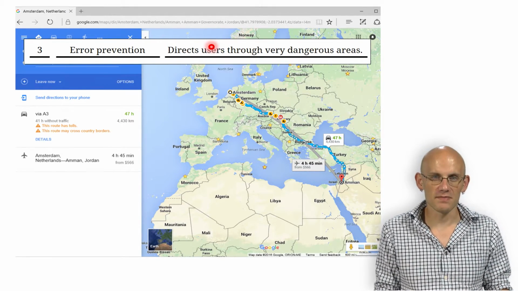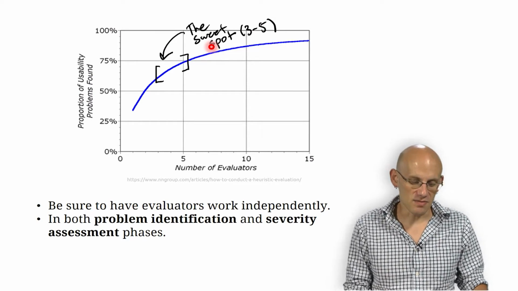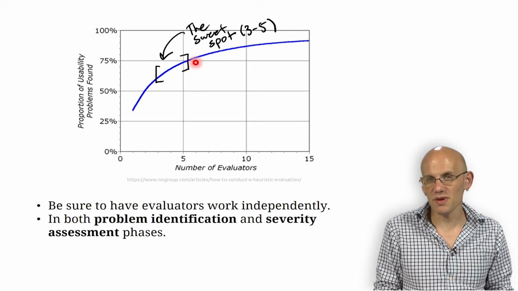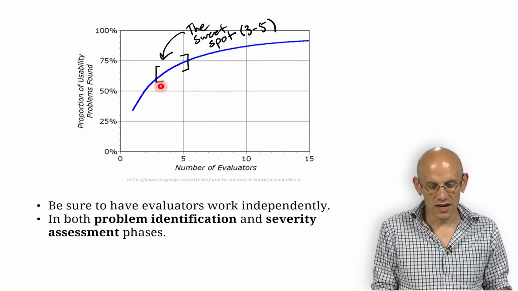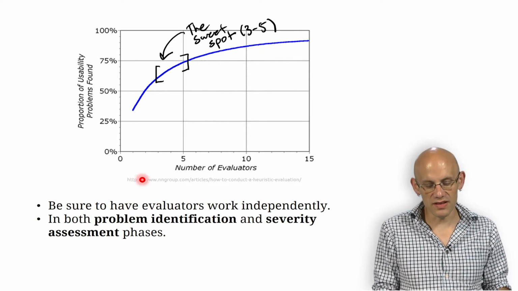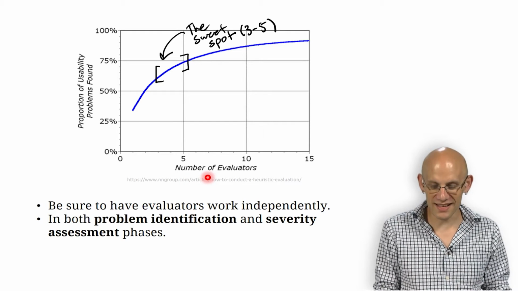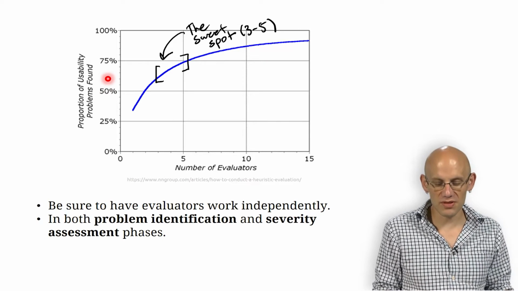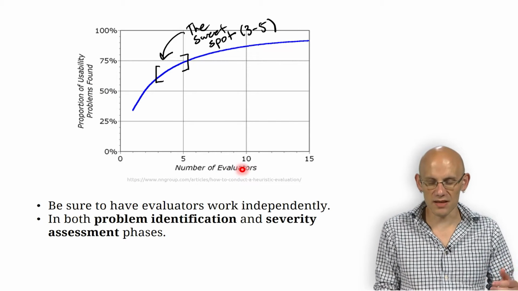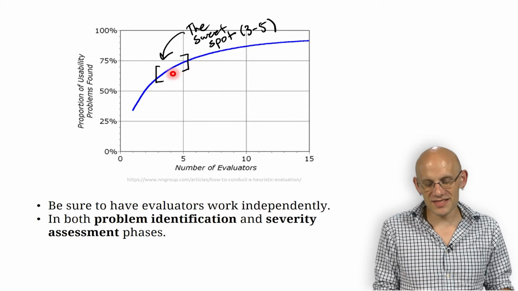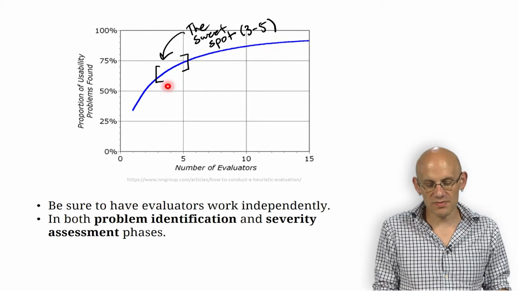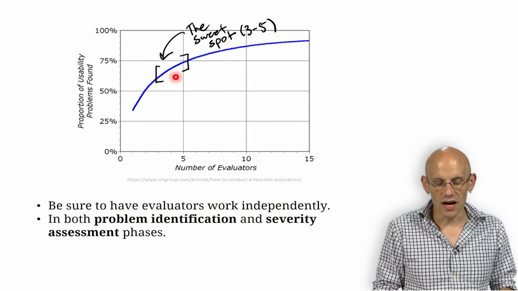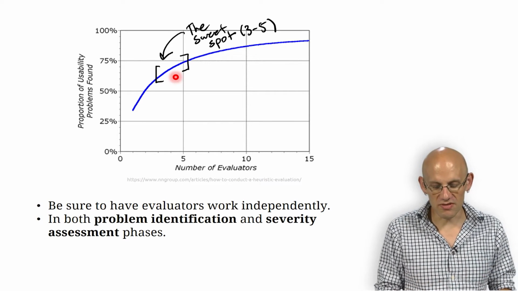Pretty basic idea. Typically, you do this in teams. So you'll have around, if folks are following best practices, 3 to 5 people. You can see on this graph here, we have the number of evaluators on the x-axis and the proportion of usability problems found. This is from a study that was done back in the 90s. And you can see there are diminishing returns, as you might expect, but when you're around 3 to 5 people, each person is contributing new problems that are going to be important to find.